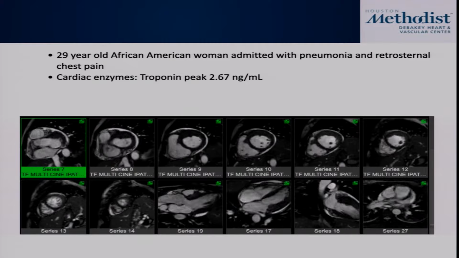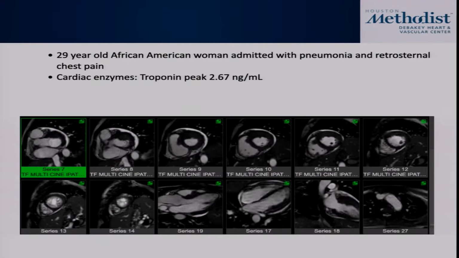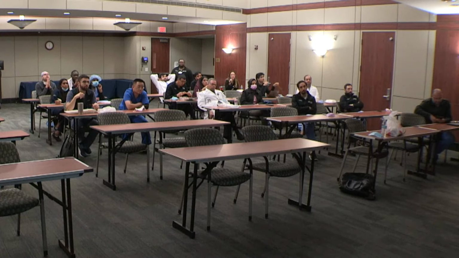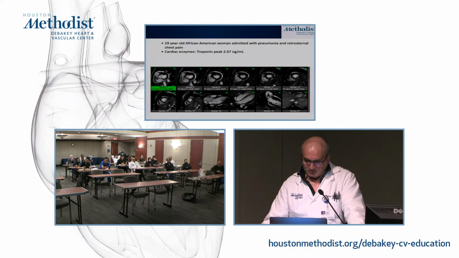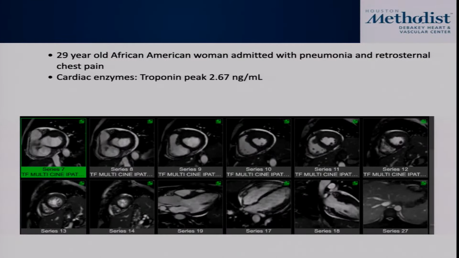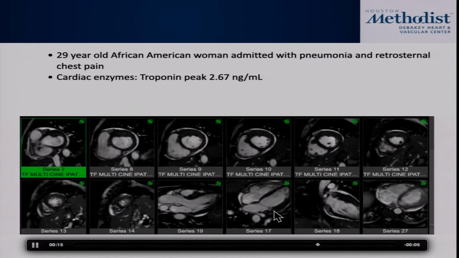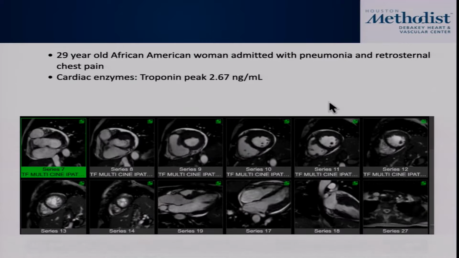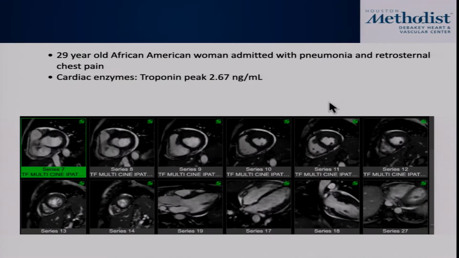Do we have one of the fellows that wants to tell me what they see here? Okay, let's get the microphone, Isa. So I see the EF, it looks overall hyperdynamic, the walls look hyperdynamic, but if we think about the EF itself, you see some regional wall motion abnormalities. Mostly I see in the four-chamber view towards the apex, infralateral, and potentially the apex as well, but it's hard to see in there.